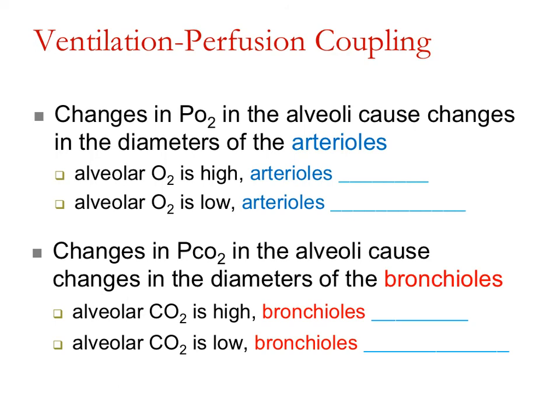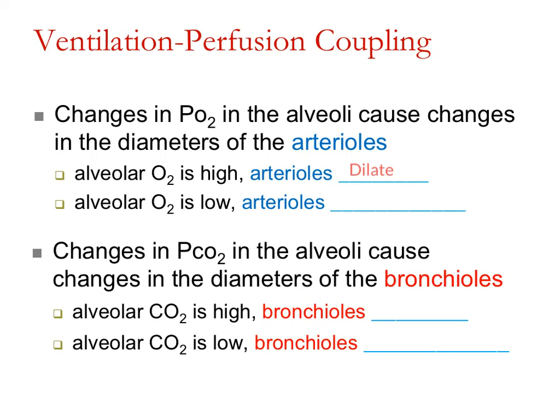Okay, so let me ask you, if alveolar oxygen is high, what does that mean? Okay, about the airflow. Is the airflow good or is it bad? It's good, y'all. Okay, alveolar oxygen is high, which means you have good ventilation. Okay, so if you have good ventilation, you have good air. What do you want your arterioles to do? You want them to dilate.